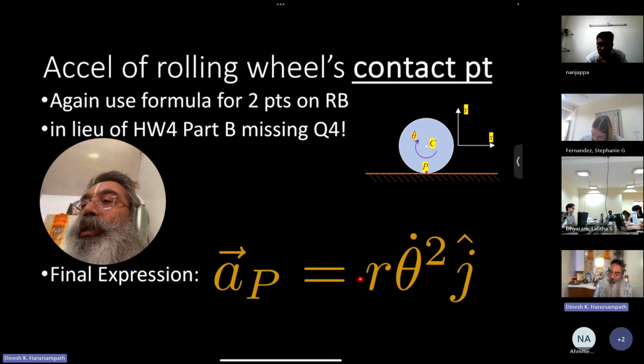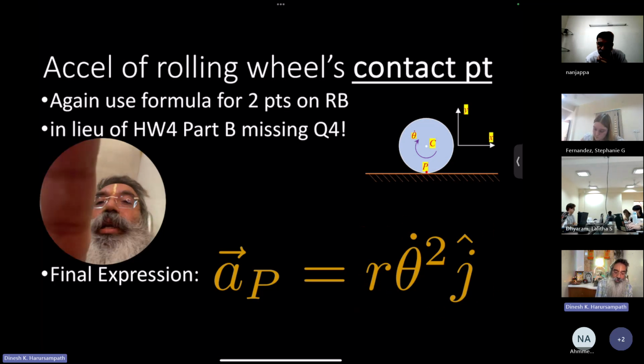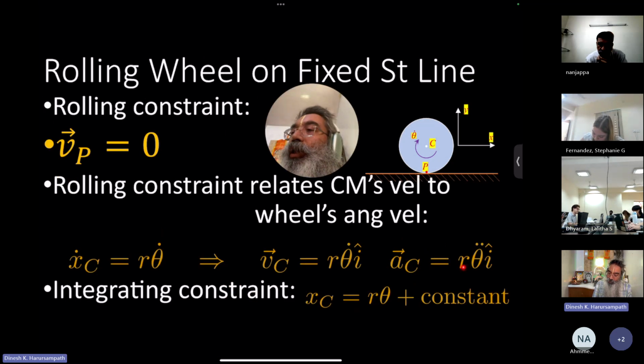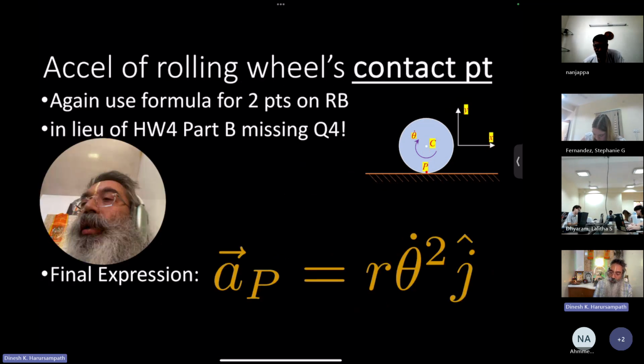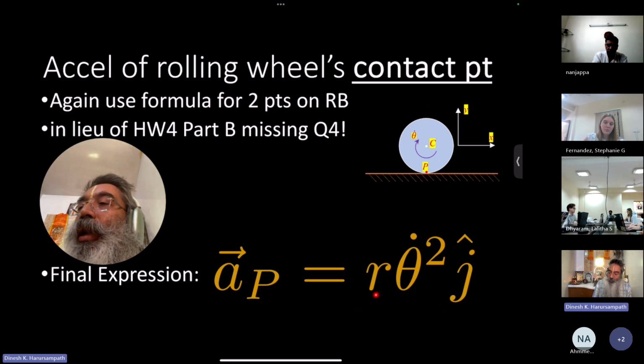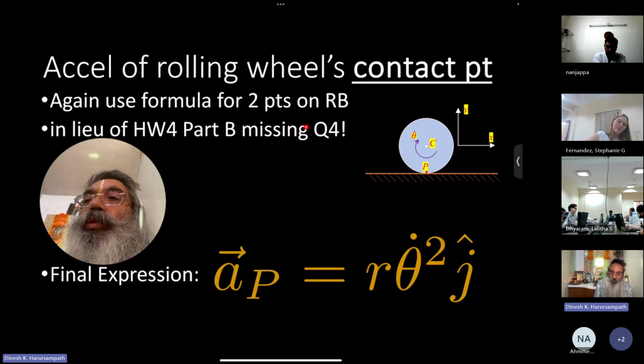And you'll see that this turns out to be r theta dot squared J hat, very different from what we had here. Remember, it is r theta double dot I hat. So it's not only the magnitude which is different, but also the direction is different. The acceleration of C is along the x-axis, which is along I hat. On the other hand, the acceleration of P, this particular point that you see over here, is along J hat, that is in the vertical direction, that is having an r theta dot squared, which you're again very familiar with what it typically means. So going from AC to AP is what I want one of you to deal with as the missing fourth question in part B.